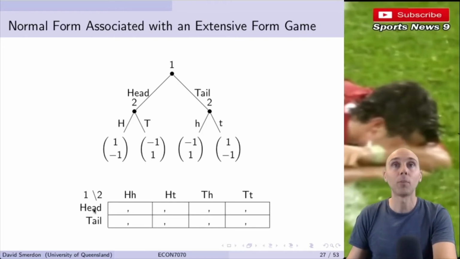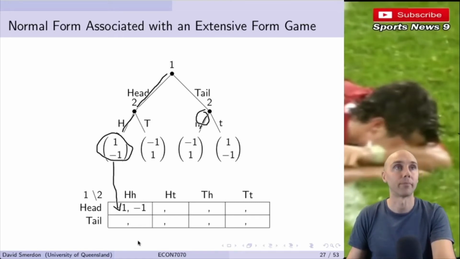Okay, if player 1 plays heads, and player 2's plan says if heads, play heads, and if tails, play heads. What does that mean? Player 1 plays heads, and player 2's plan says if heads, play heads, and if tails, play heads. But we never reach this point over here. This is where we end up, and we put that payoff down here, 1, minus 1.